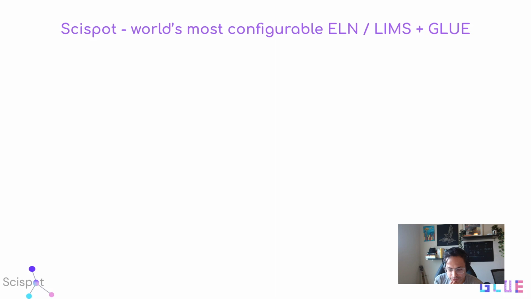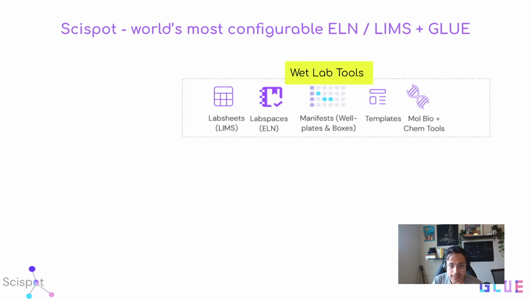2.5 years ago, we started as the most configurable electronic lab notebook and lab information management system. So we built the wet lab tools for our customers. In that tool set, we have lab sheets, which is the lab information management system that you can design through a GUI, graphical user interface, or through a command line interface.